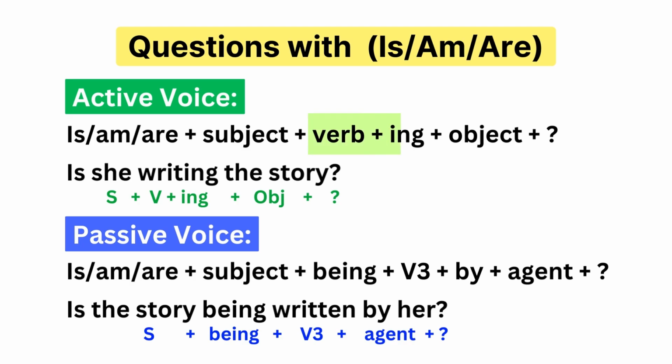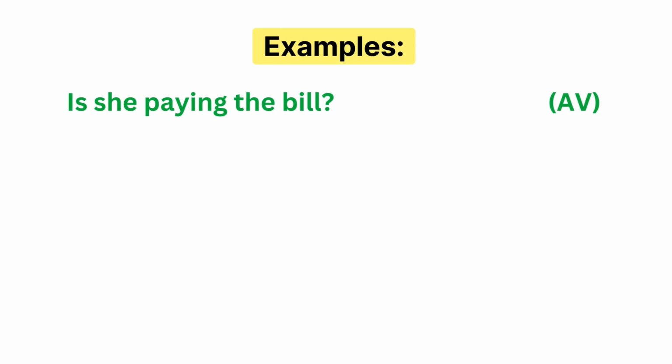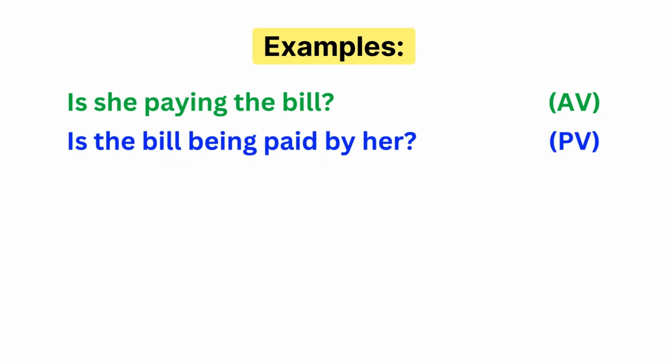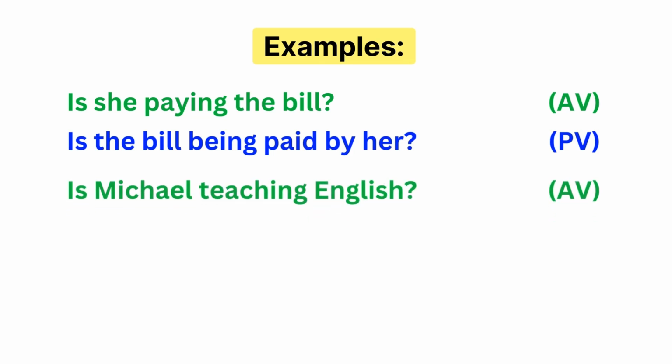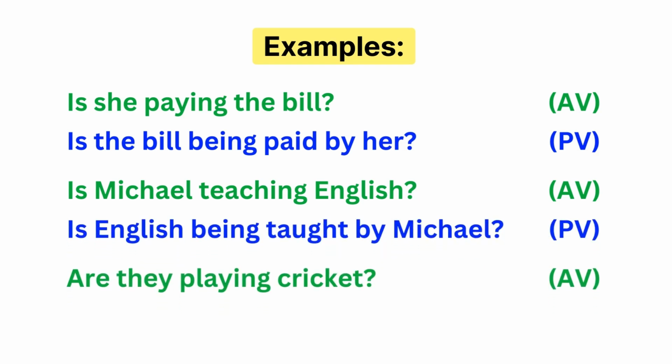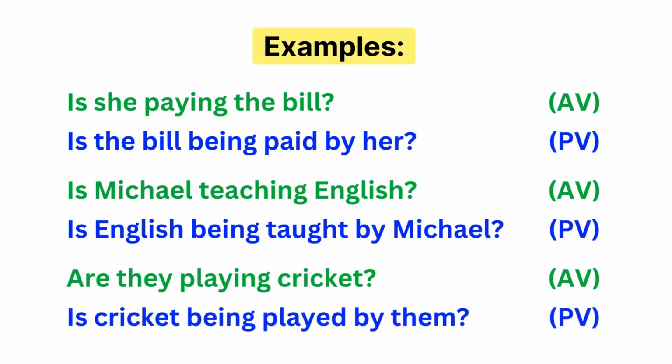You might have noticed that whenever there is verb plus ing in active voice, we should use being plus third form of the verb in passive voice. Let's have more examples. Is she paying the bill? Is the bill being paid by her? Is Michael teaching English? Is English being taught by Michael? Are they playing cricket? Is cricket being played by them?